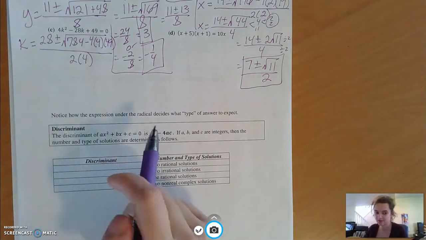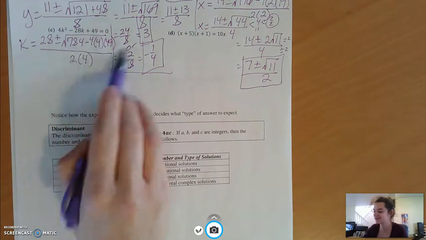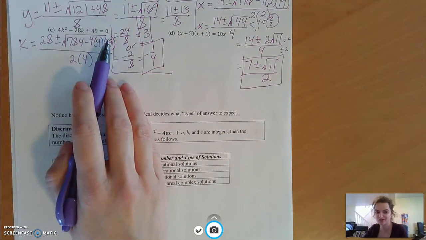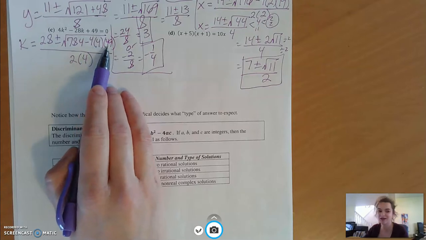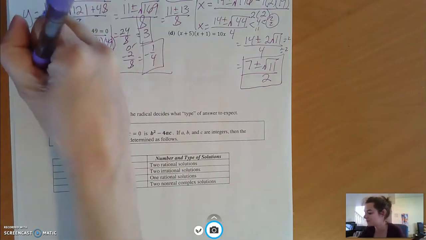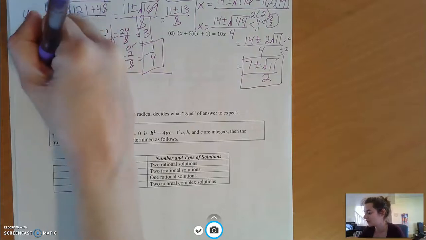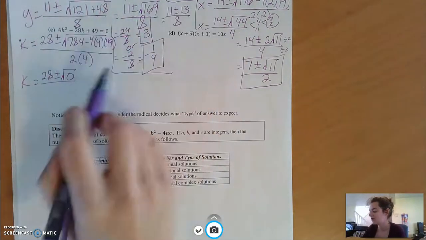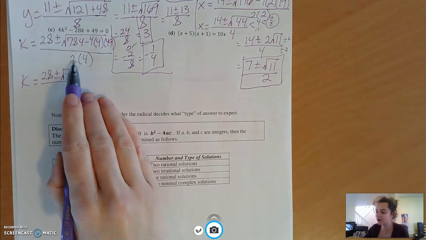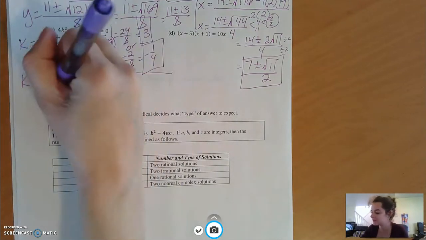From here, let's simplify, okay? So if you type this part into your calculator, aren't you glad you have those right now? You do 784 minus 4 times 4 times 49. Guess what? You get 0, which is kind of fun, okay? So we're going to have 28 plus or minus the square root of 0. And then in the denominator, you've got 2 times 4, which is 8.